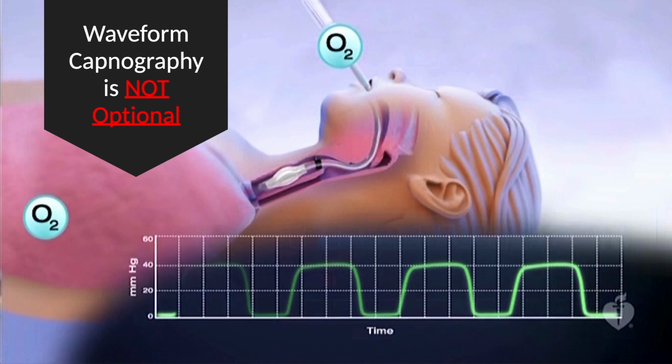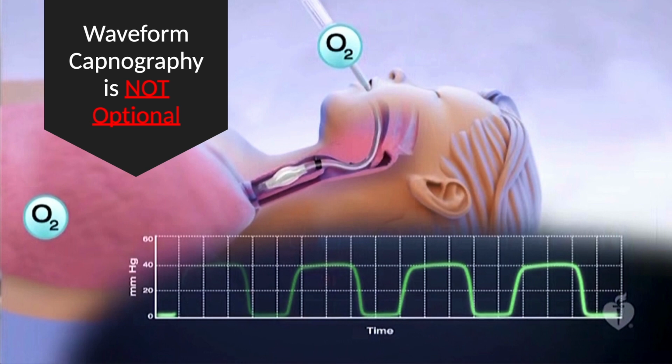Very important reminder here: anytime that you are intubating a patient with an ET tube, you must have waveform capnography documented and able to print out at any time. This is the gold standard for confirming ET tube placement.